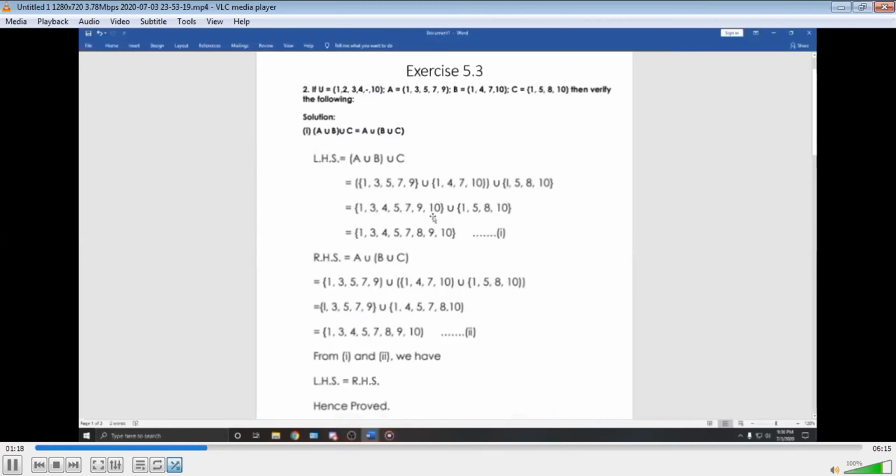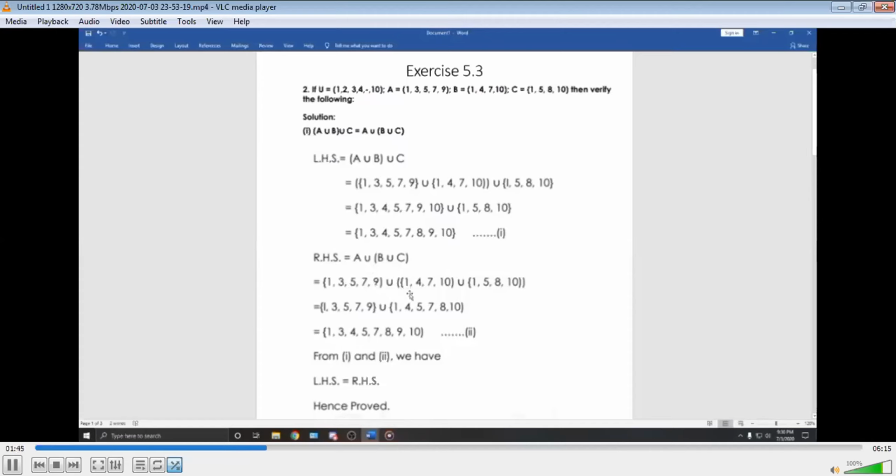After this, we take the union of this set with C. After making a joint set with C, the union of this set with C, we get this set. We will name it equation number 1. Now the left hand side is solved. We move on to the right hand side, A union (B union C). Note that A union is outside the bracket, while inside the bracket we have B union C.